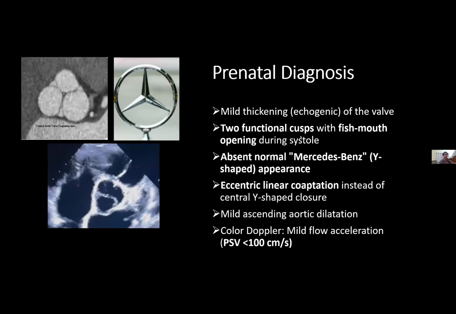The prenatal diagnosis can be made with mild thickening and echogenicity of the aortic valve, and 2 functional cusps with fish mouth opening during systole. In the normal valve, the coaptation point is the central point where the 3 cusps come together when the valve is closed, producing a Mercedes appearance. In bicuspid aortic valve, the coaptation line is often eccentric rather than central because there are only 2 functional leaflets.